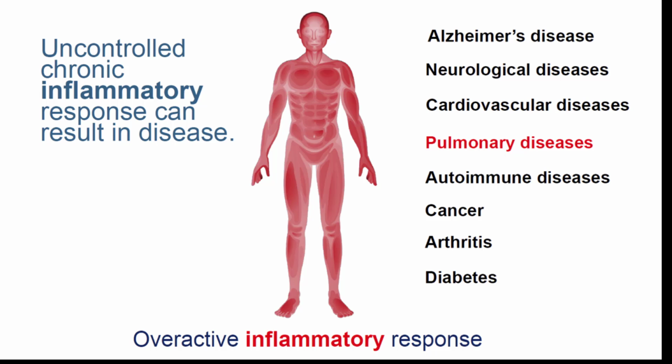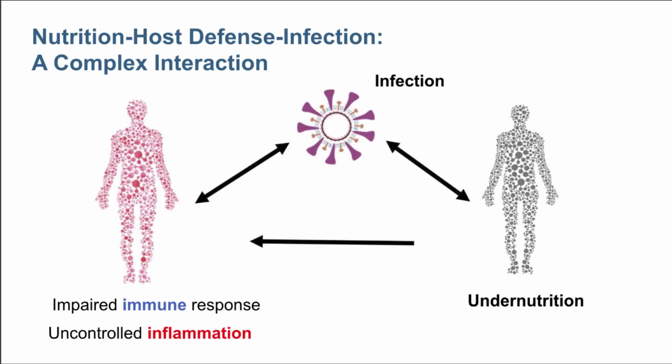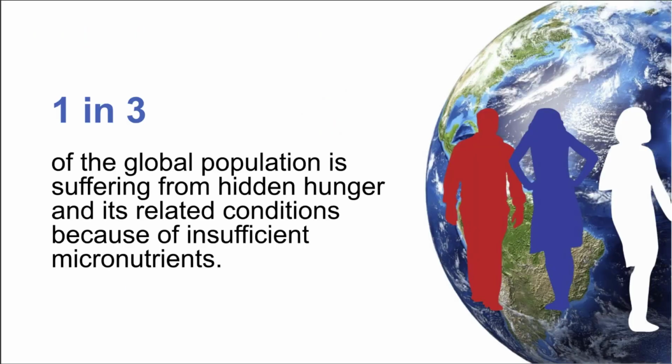Nutrition plays a very important role in regulation of the immune system. If you have a deficiency of any of the nutrients, that can impair the cell-mediated immune response and also cause uncontrolled inflammation, which then predisposes you to infection. And the infection itself can also cause changes in the metabolism and the status of the nutrients, so you enter a vicious cycle of undernutrition leading to infection, infection causing changes in nutrition, and so forth.